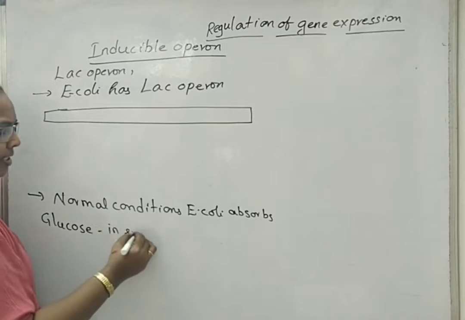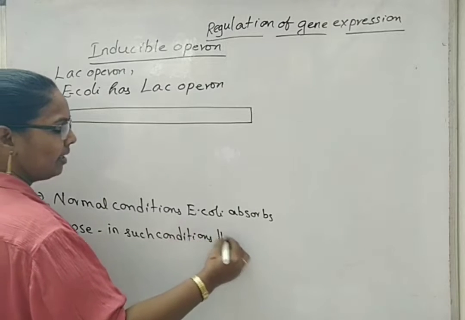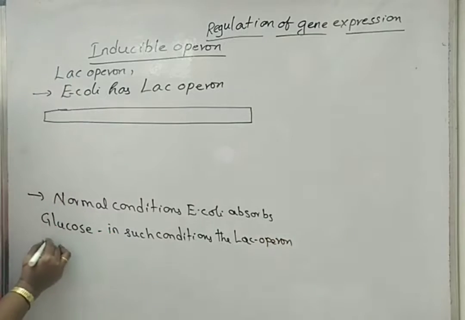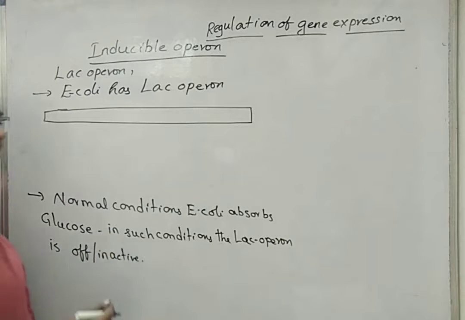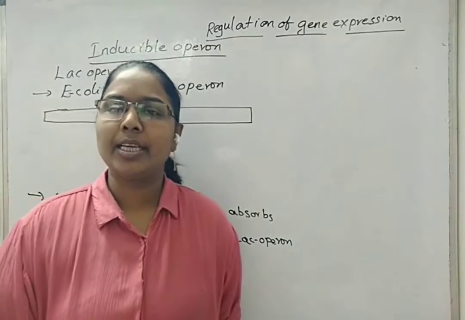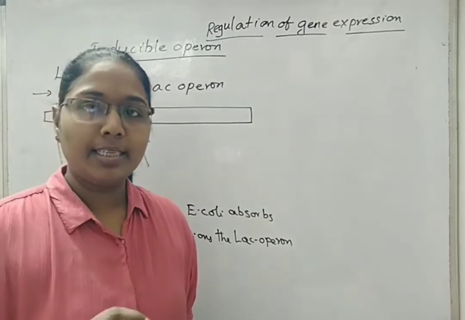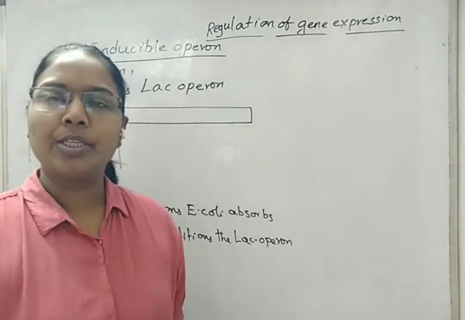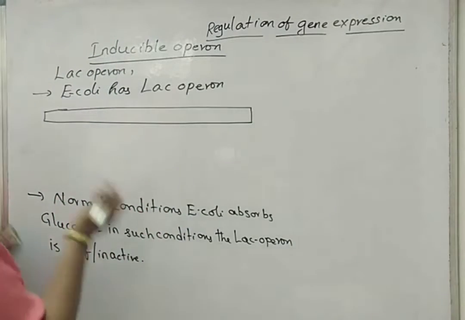In such conditions, the Lac Operon is off or inactive. But when the intestine is not having sufficient amount of glucose, then if only the lactose is available, still E. coli has to break down that lactose and gain the glucose molecule from the broken lactose and utilize it as its food source.